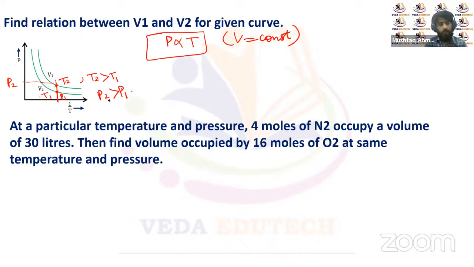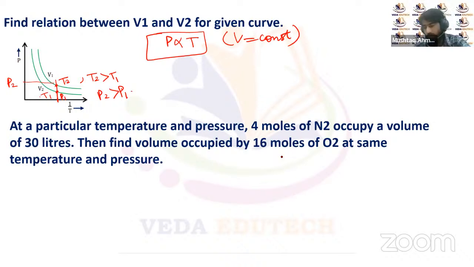Now at this point, you can see here that the temperature is a constant. We have fixed the two points here. So T1 has to be equal to T2 because it's a straight line parallel to the pressure axis.